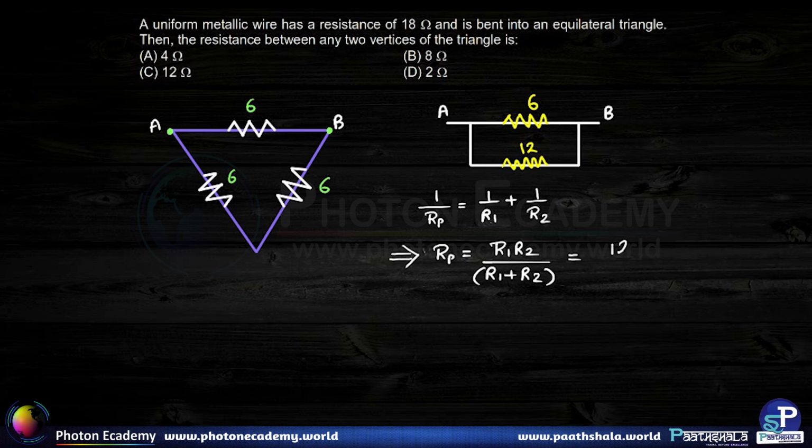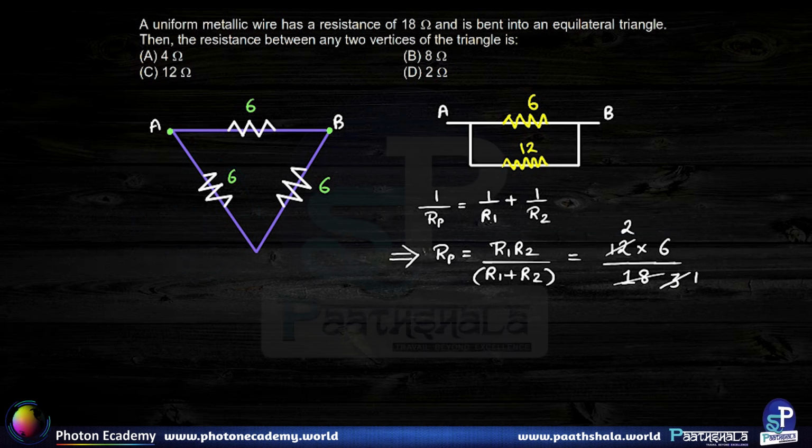Alright, so here substituting values that are present in this particular question, we get R1 R2 to be equal to 12 into 6 and R1 plus R2 is 12 plus 6, that is 18. So this is simply 3 and this is 2 and this is simply 1 and this is 2. So the answer is going to be equal to 4 ohms. So that is option A.